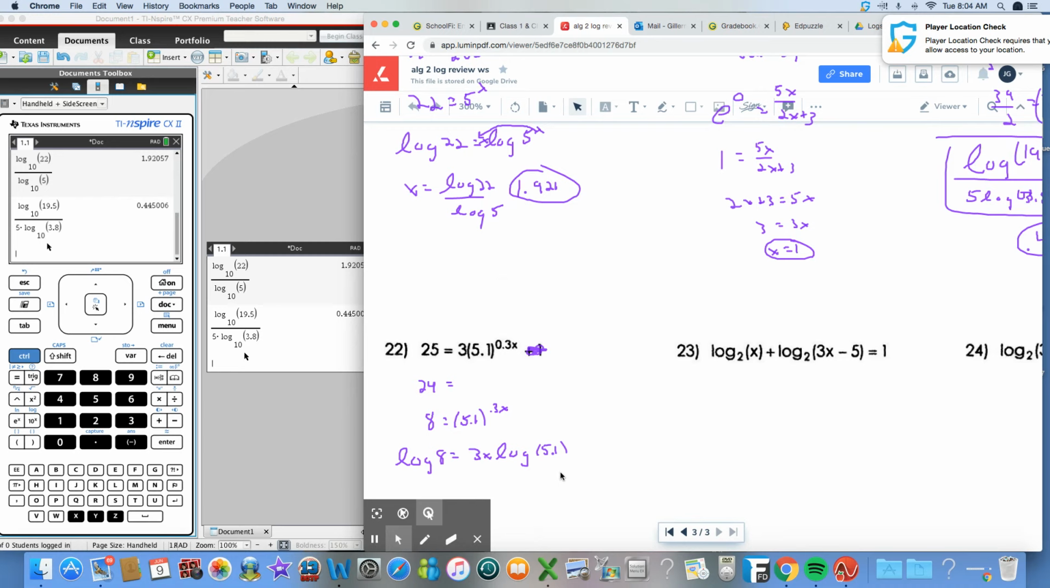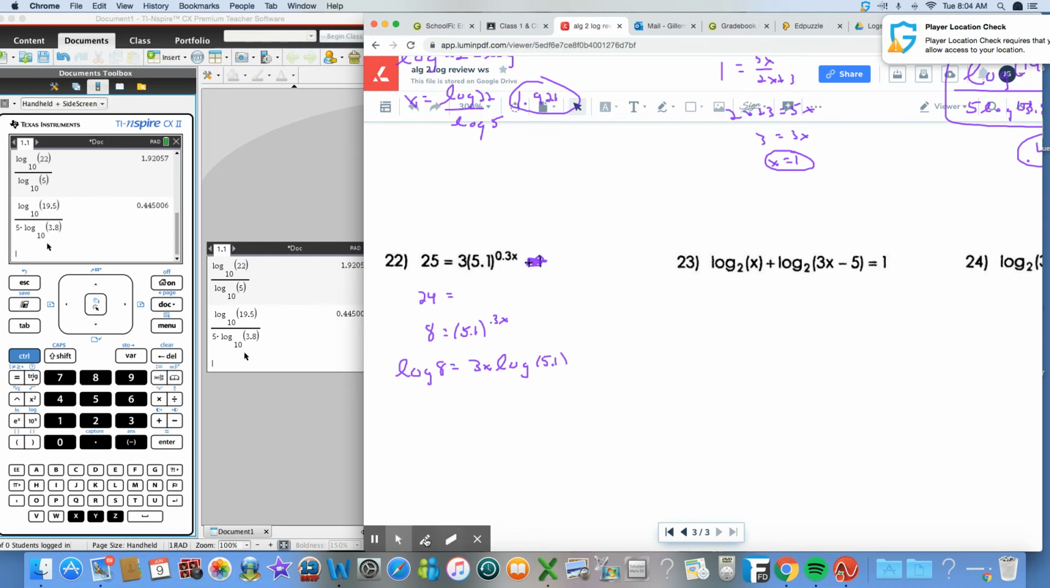Scroll this down a little bit, more room. All right. Divide by 3 log 5.1. And my answer is log of 8 divided by 3 times the log of 5.1.